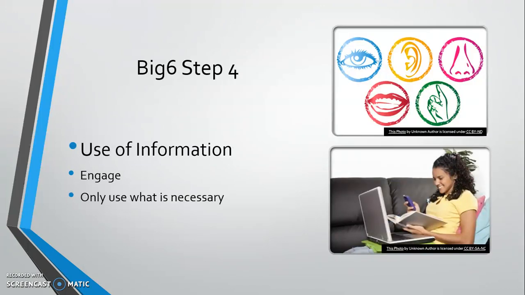Step 4, use of information. With this step, you will skim through the articles you found and jot down the evidence to support your argument. There is no need to read every single word, but look for those keywords, vocabulary words in bold, or any section that you predict will have something for your project based off of the headings.